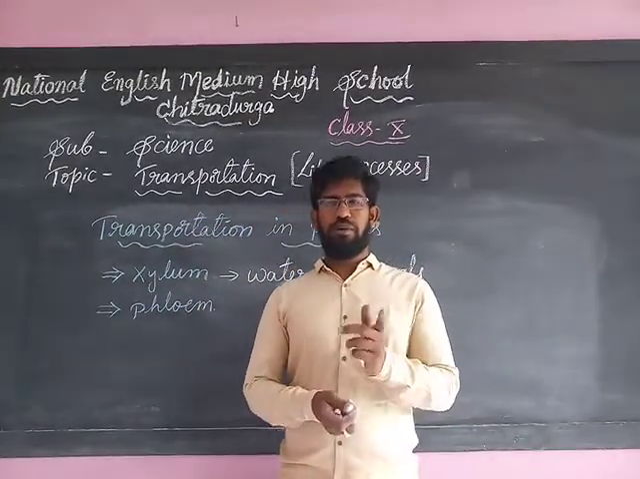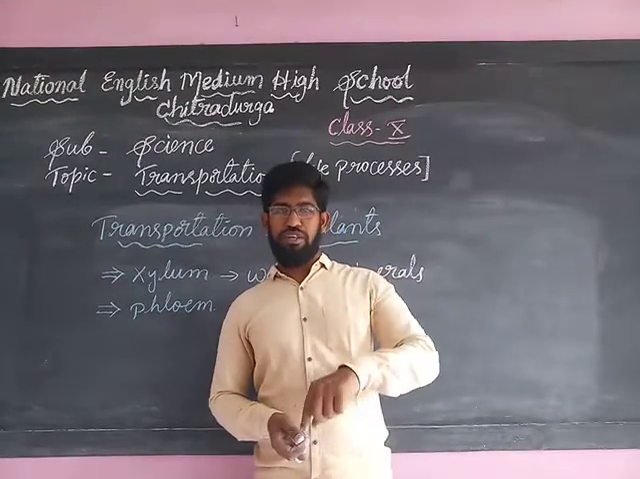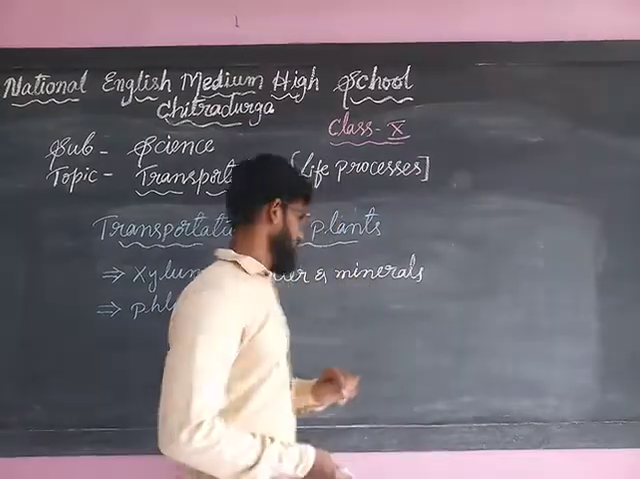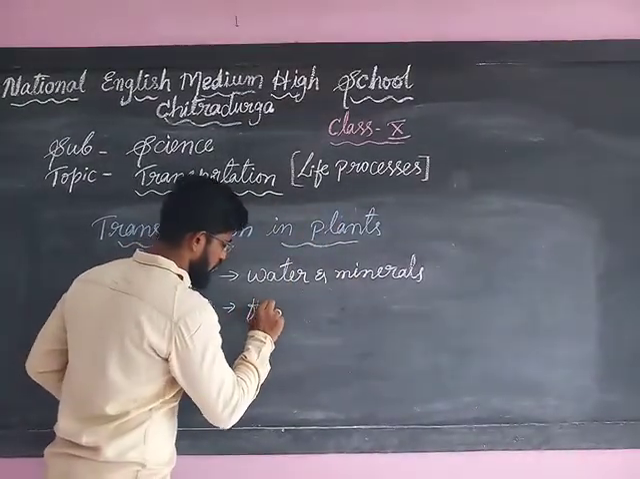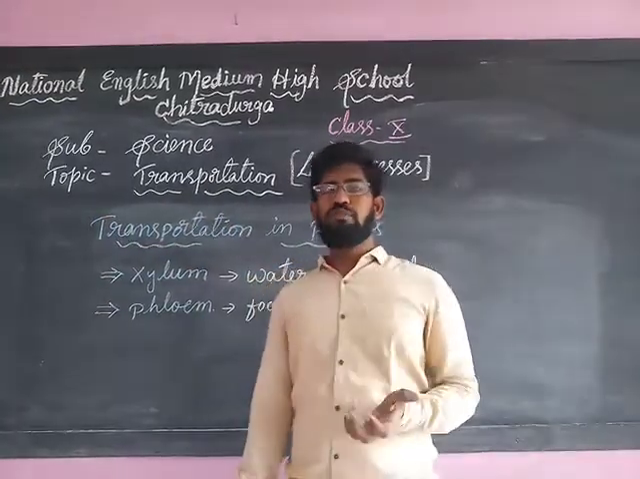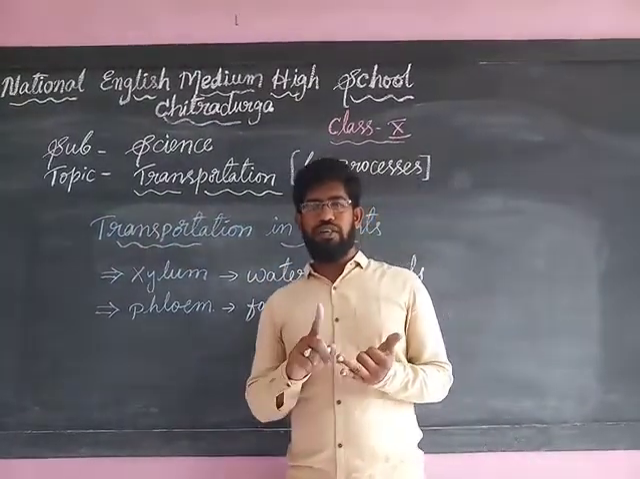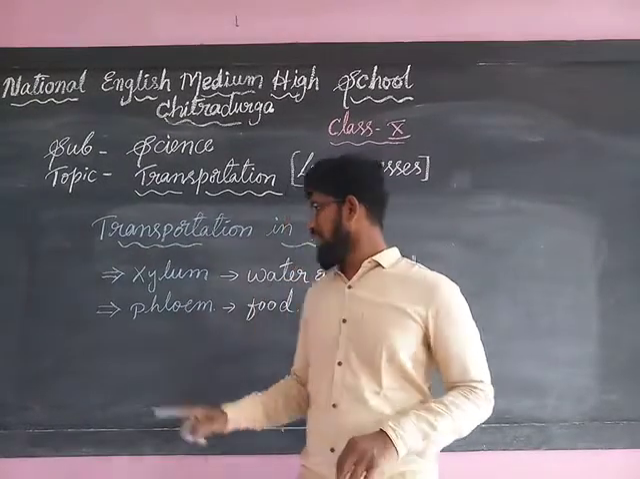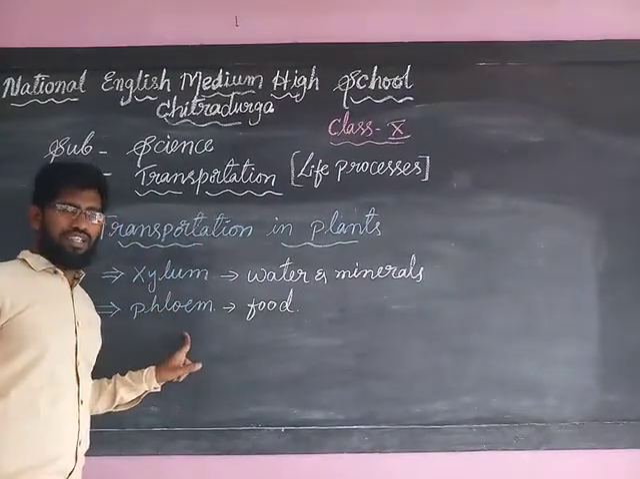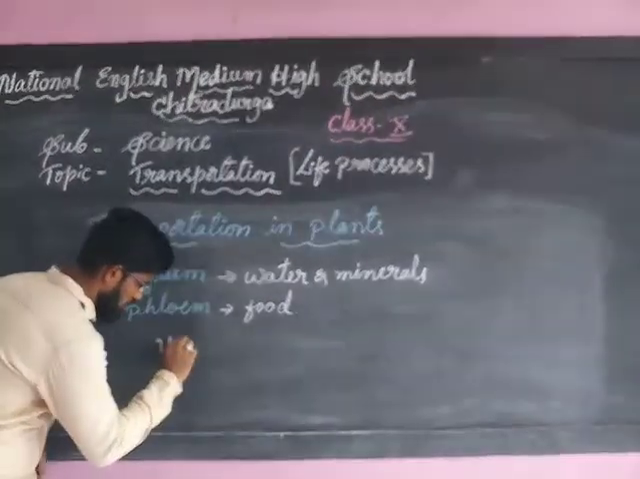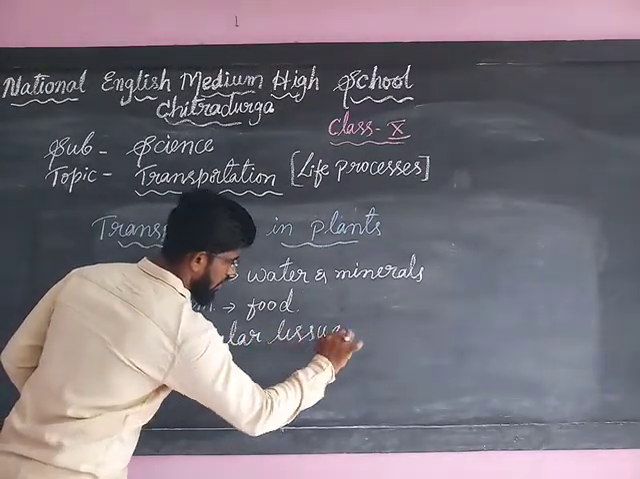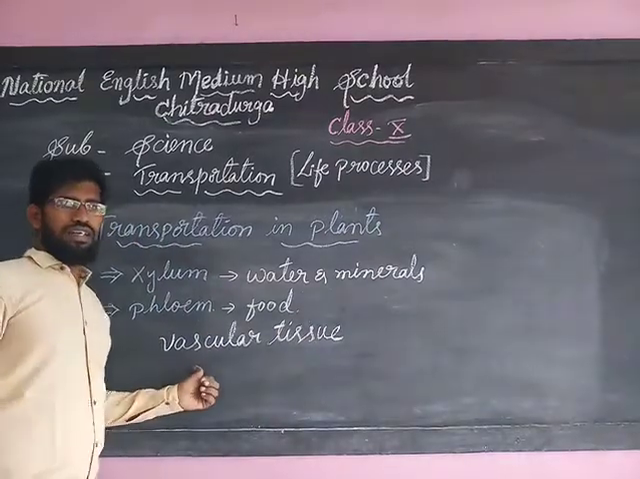in two-way direction. Remember, the xylem conducts the water in one-way direction only and the phloem conducts the food materials in two-way directions. Understood everyone? So like this, the transportation of water and food materials takes place in plants with the help of xylem and phloem. Because the two are conducting tissues, they are called vascular tissues. Vascular means they are responsible for conduction.